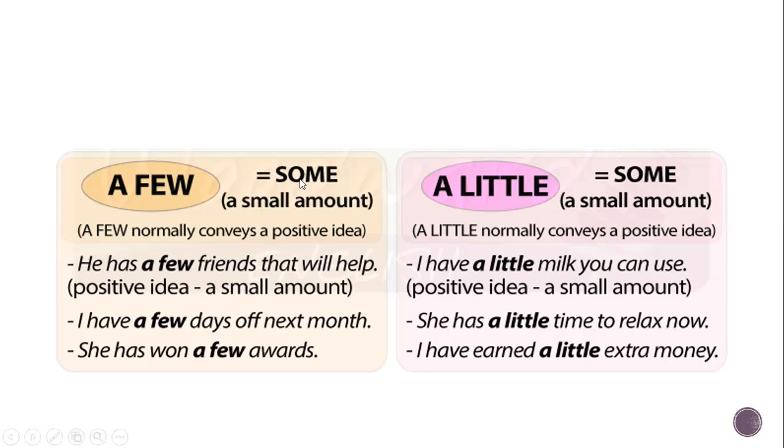That means some. Or that is the same to say a small amount. Que sería lo mismo decir una pequeña cantidad. So a few normally conveys a positive idea. So the difference between few and a few is that few conveys a negative idea and a few conveys a positive idea. So he has a few friends that will help. So he has a small amount of friends that will help. Okay? Es decir, que él tiene una pequeña cantidad de amigos que lo ayudarán.